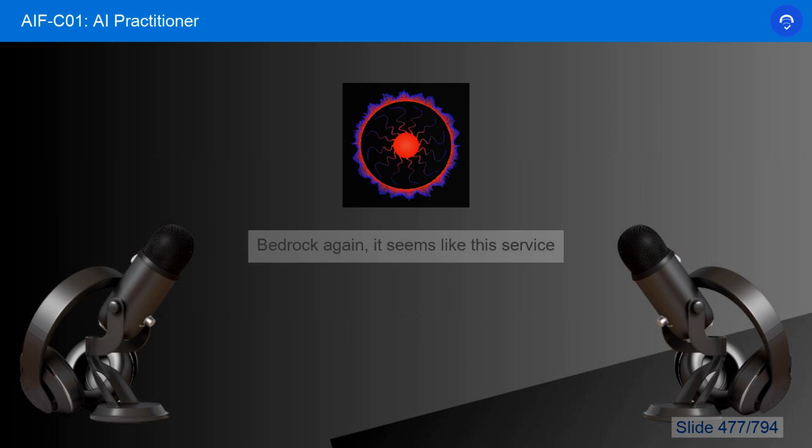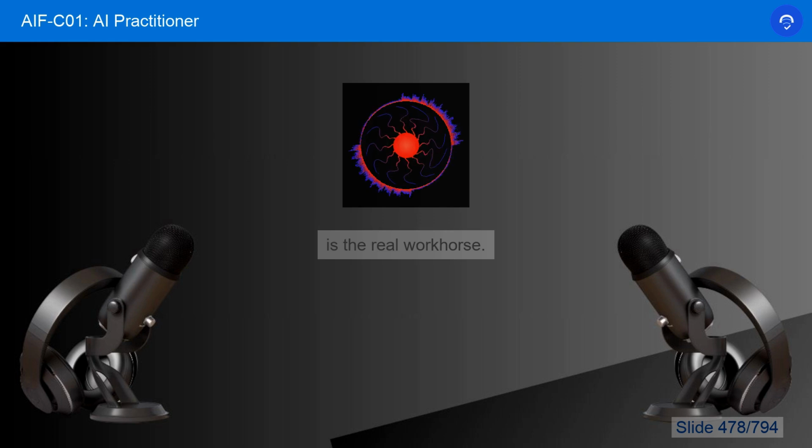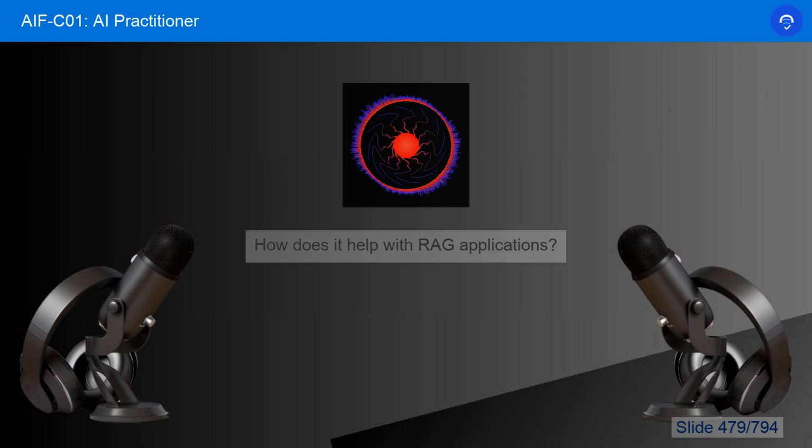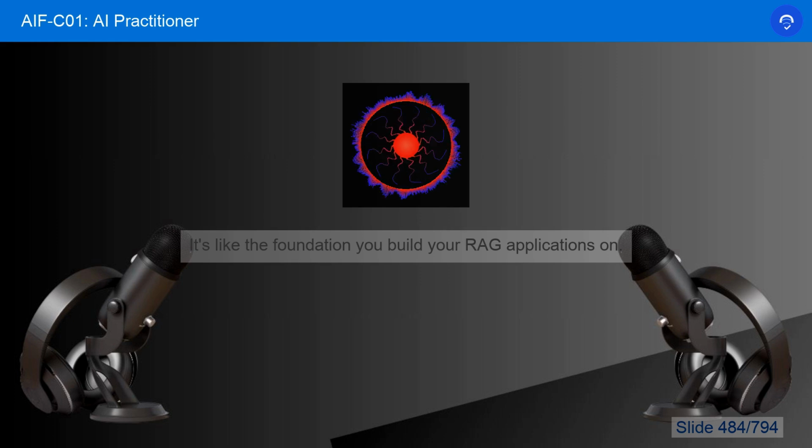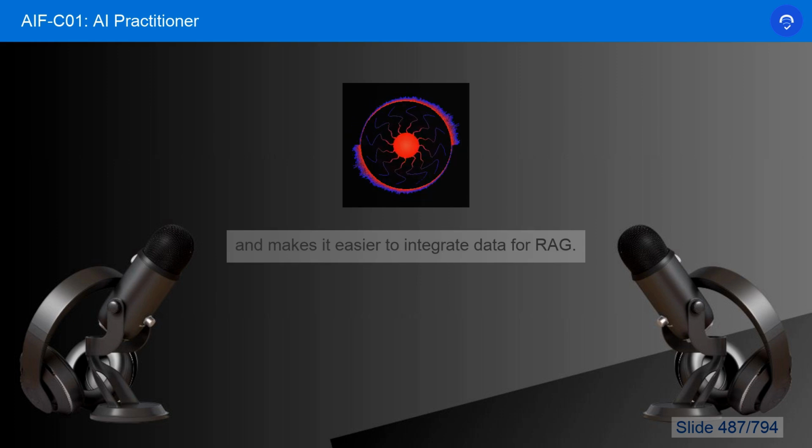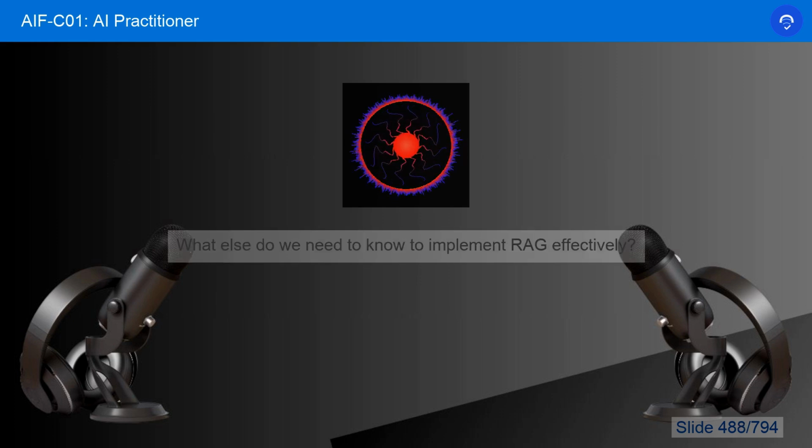Bedrock, again. It seems like this service is the real workhorse. How does it help with RAG applications? Bedrock makes it really easy to integrate those external data sources, so building and deploying those RAG systems becomes much simpler. It's like the foundation you build your RAG applications on. Got it. So Bedrock provides access to the models and makes it easier to integrate data for RAG. What else do we need to know to implement RAG effectively?